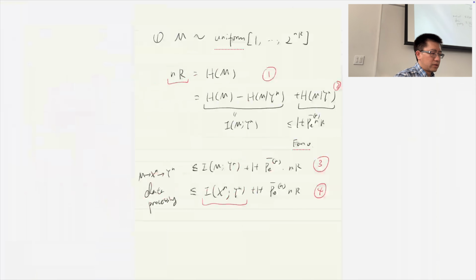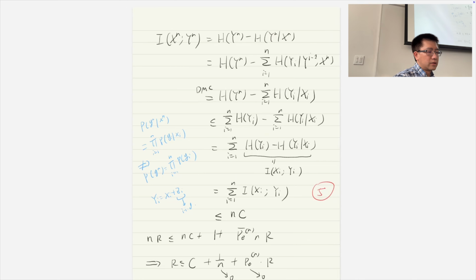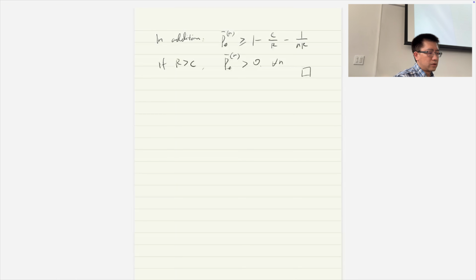So if we say here, oh, it's in the last lecture notes. Yeah, so our original argument is that if R is bigger than C, we cannot find any code that has vanishing error probability, okay? So we're good on this. Okay, great. So next, let's take a look at the zero error code.